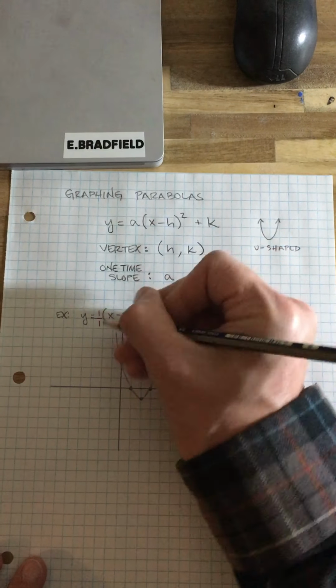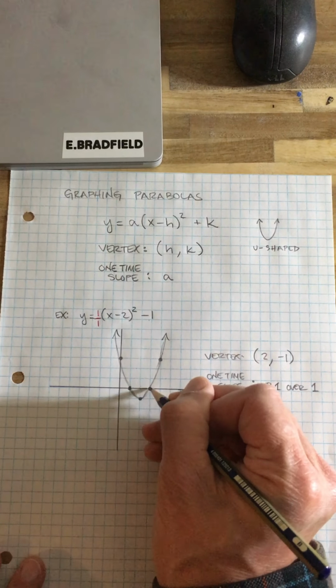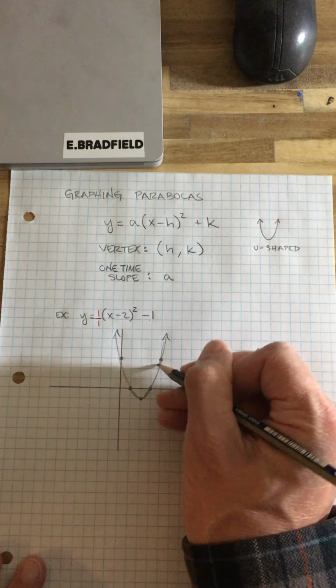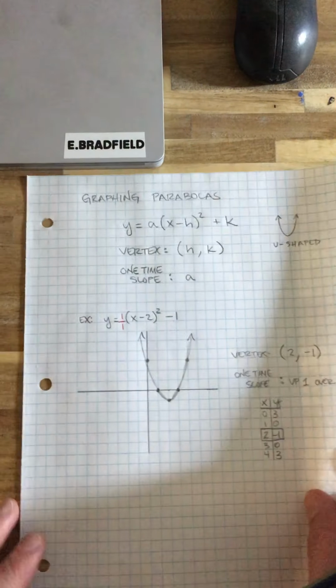Try to get it to look like a U. That's all you've got to do. Just try to get this guy curved a little bit. And that's that. That's our parabola. Now, a couple things you need to know.